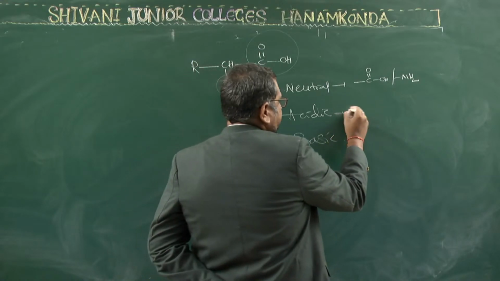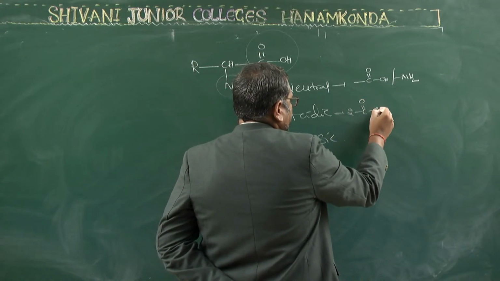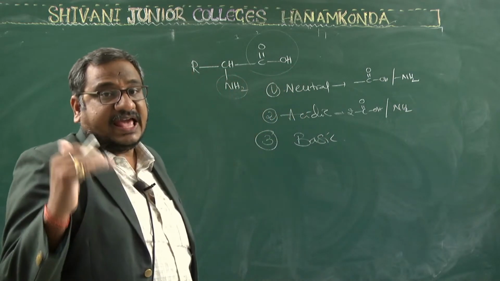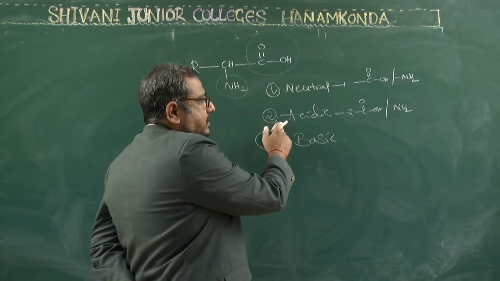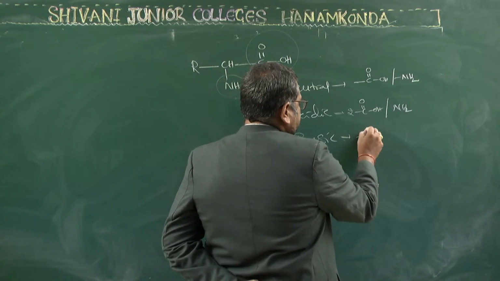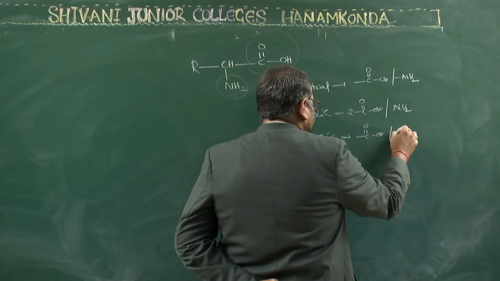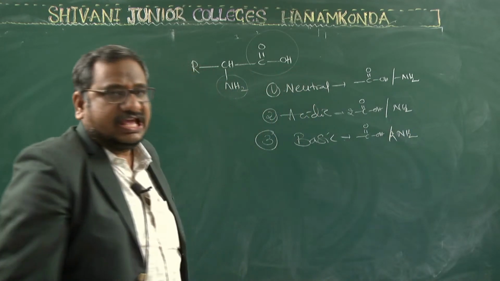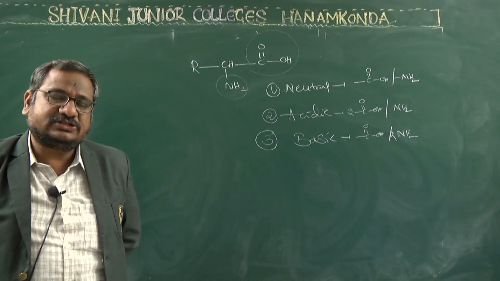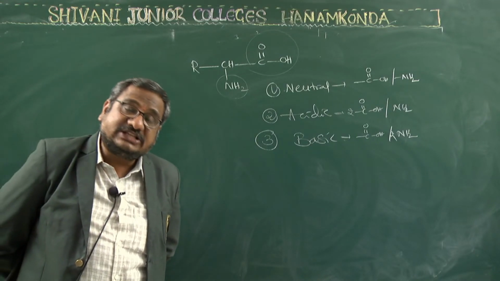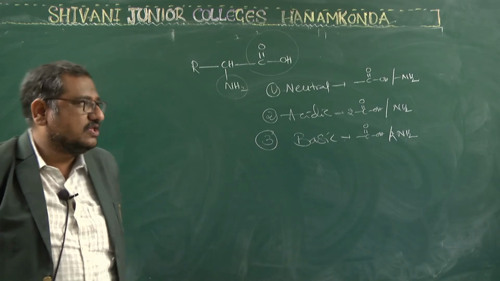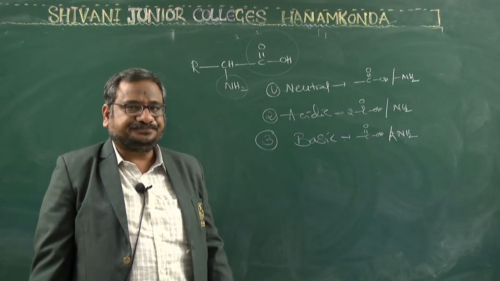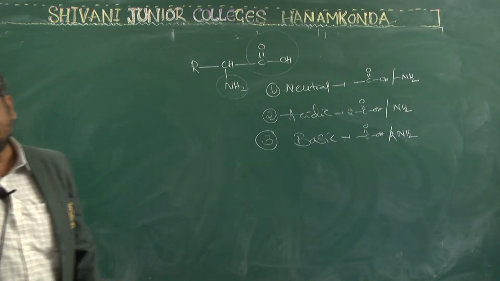Acidic amino acid means two acid groups and one base group are present. Two acid groups means acidic groups are more, so it is an acidic amino acid. Basic amino acid means one acidic group and two or more amine groups are present, that is called basic. If the number of amine groups is more, that is known as basic nature. If the number of acid groups is more, it is called acidic nature. If one acid group and one amine group are present, it is called neutral. Based on the nature, carefully observe here.